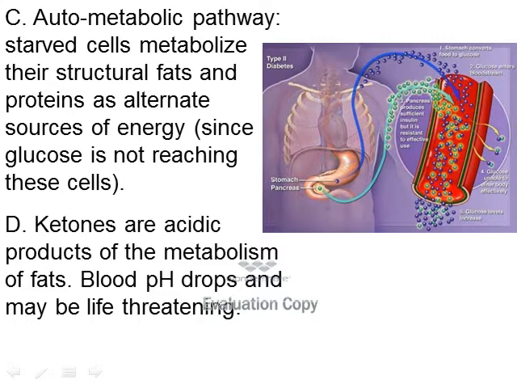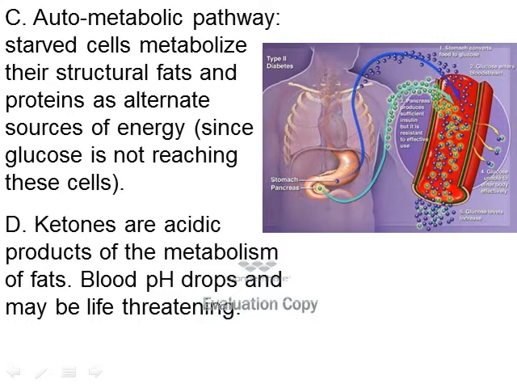An autometabolic pathway sets in. If you recall, the cells are surrounded by glucose, but none of it's flowing into the cell because there's not enough insulin. So they're starving, and they're having to switch to metabolizing their own structural fats and proteins just to stay alive as a source of energy.